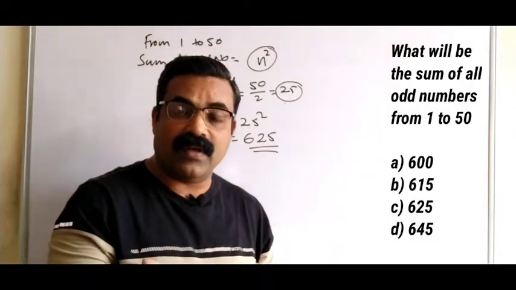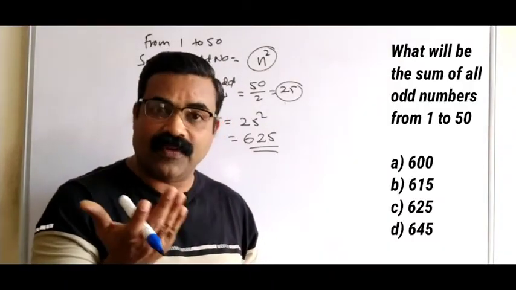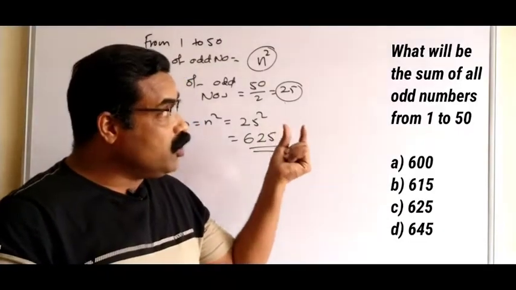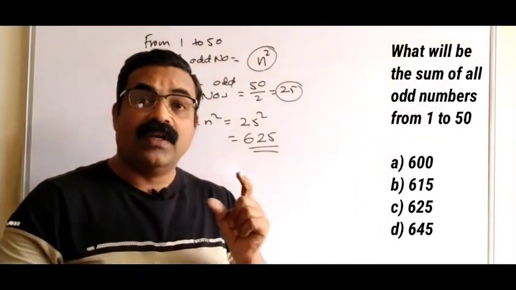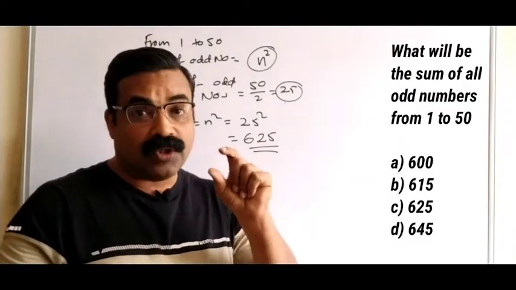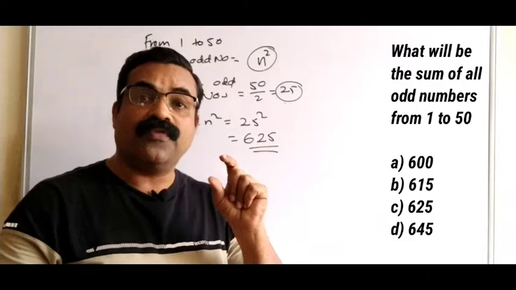What is the next even number? 52. So take the half of 52, 26 numbers will be here. But in this case, from 1 to 50, we have half of 50, that is 25 odd numbers. So 25 odd numbers, you need to find out the sum.